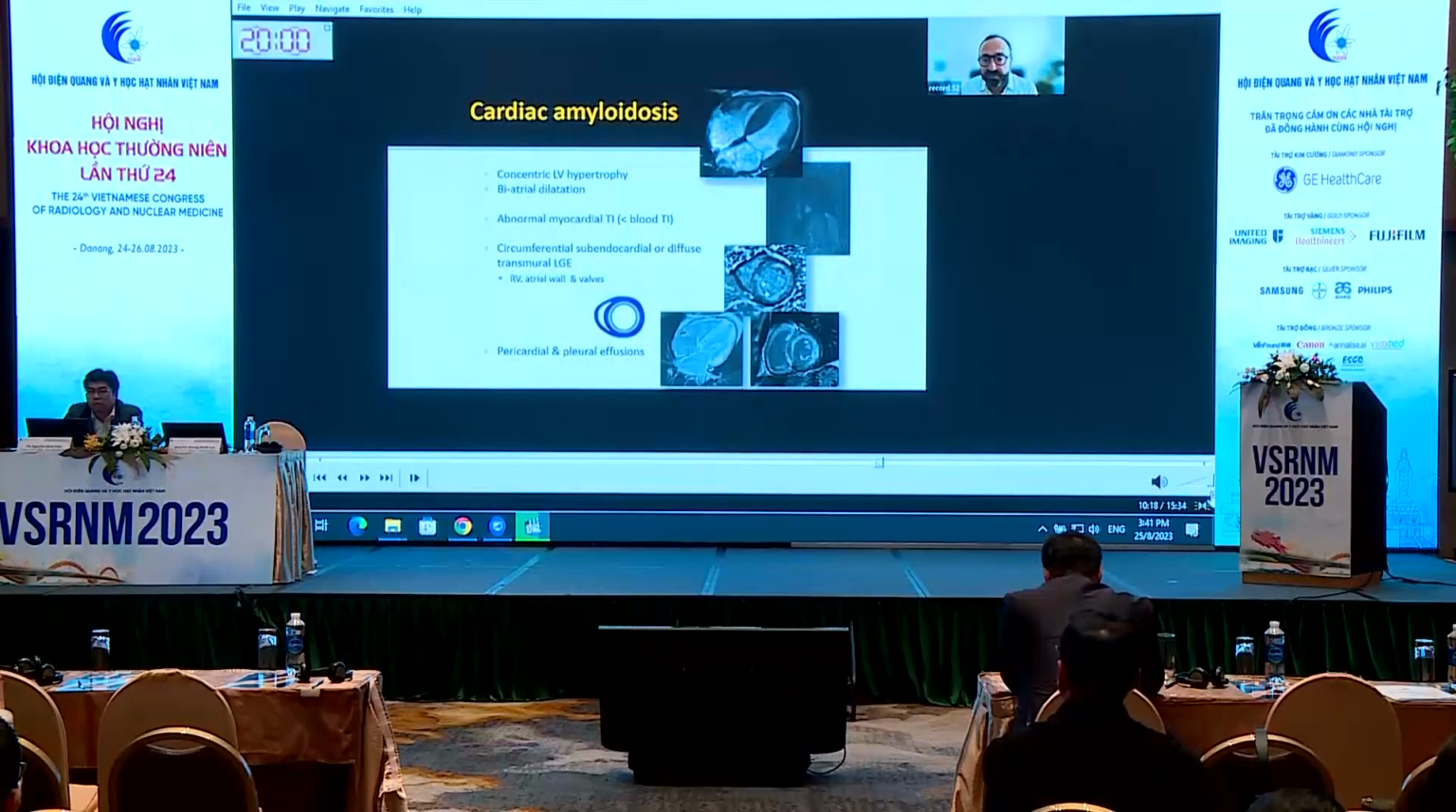The main example of restrictive cardiomyopathy is amyloidosis, with a very evocative pattern including concentric LV hypertrophy, biatrial dilatation, abnormal inversion time of the myocardium, which gets null before blood, and a circumferential subendocardial or diffuse transmural late gadolinium enhancement extended to the right ventricle, atrial wall, and valves. Pericardial and pleural effusion are also very common.